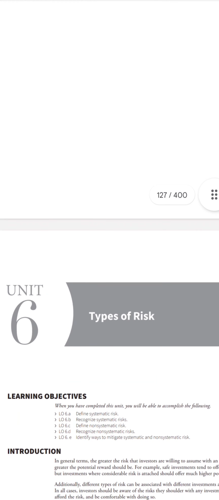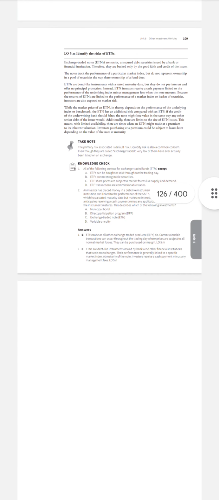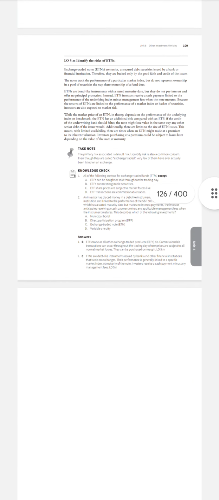So, ladies and gentlemen, that's it for today's lesson from the study manual on investment vehicles or alternative investment vehicles.